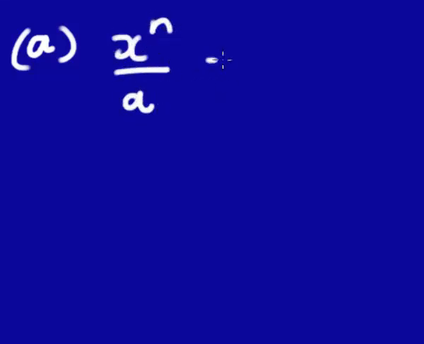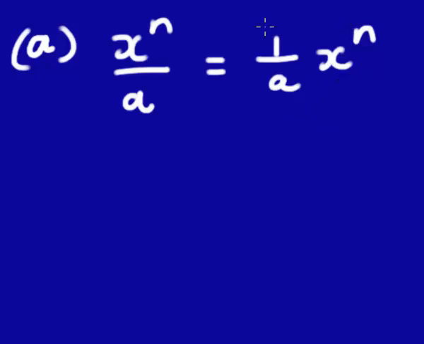Right, grade 12, I just want to revise a few basic rules of exponents and surds before we get into some more advanced types. And I'm going to write them up here. The one rule says if you've got x to the n and you divide by a, what we can do is rewrite that as 1 over a, x to the n.